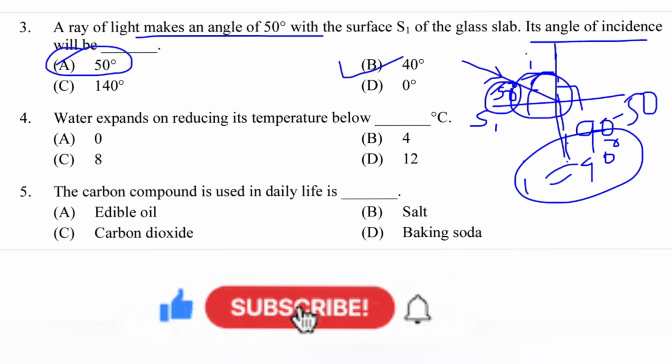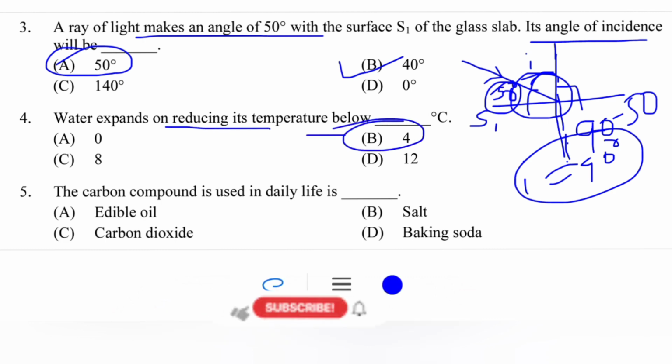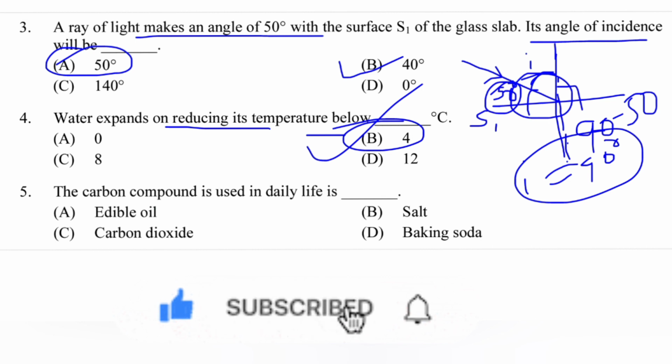Fine. Now next question, it depends on the anomalous behavior of water, that is related to the heat chapter. Water expands on reducing its temperature below 4 degrees Celsius. That is a sure shot and conceptual question that you should know, that below 4 degrees Celsius the water behaves anomalously, or we can say it behaves differently. So because of that, that will be your answer.